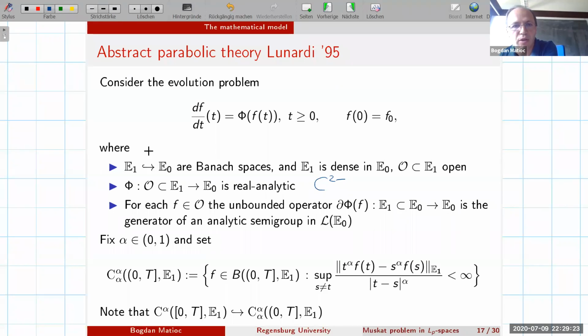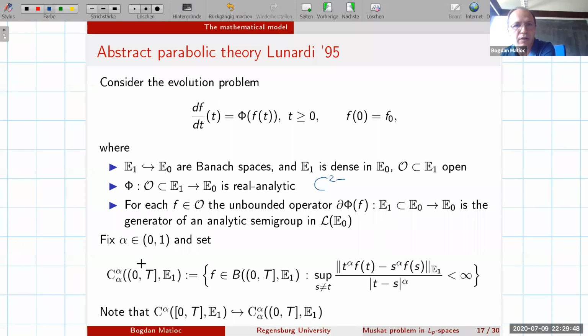And this evolution problem should be parabolic in the sense that if we consider the Fréchet derivative of phi at f as an unbounded operator in E0 with domain E1, then this operator should generate an analytic semigroup in the bounded operators from E0 to E0.